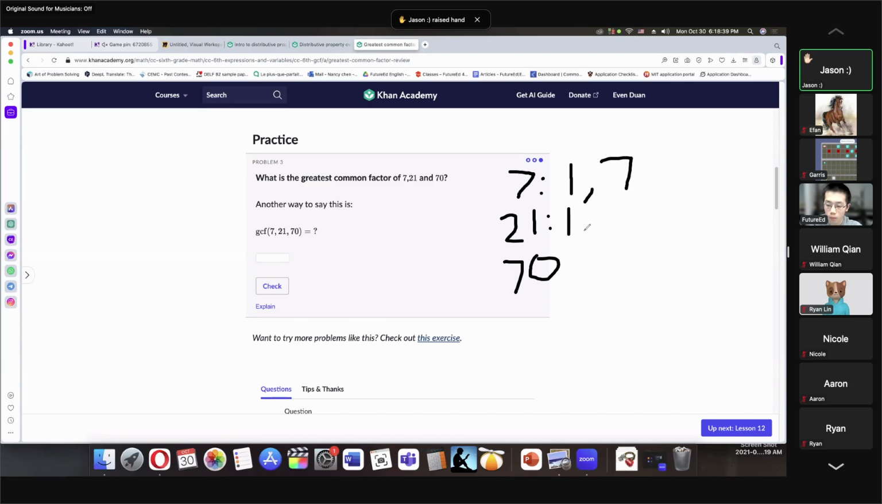21 is 1, not 2. 2 doesn't work yet because we know that 21 is not divisible by 2. What about 3? Yes. So what's 21 divided by 3? 6? 21 divided by 3 is 6?